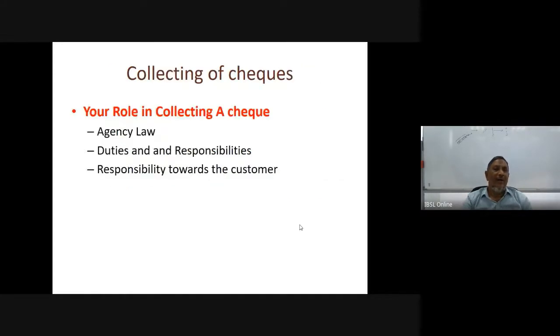The role of collecting a check is called agency law. The duties and responsibilities of collecting a check we discussed: the collecting banker's responsibility and duties, and responsibility towards the customer, to the collector, to the true owner. Now, there are certain instances where in practice we collect checks not for the owner. I told you the example: if you collect the check for a sales rep, sales reps open accounts in their own name and deposit the principal's checks into their account. If any fraudulent checks have been deposited and collected, you are liable to the true owner, that is the principal. The bank is liable for that.